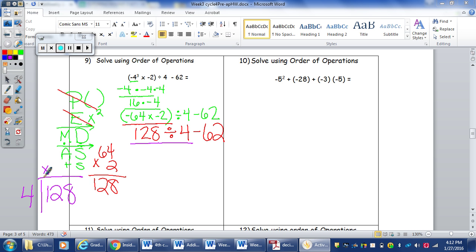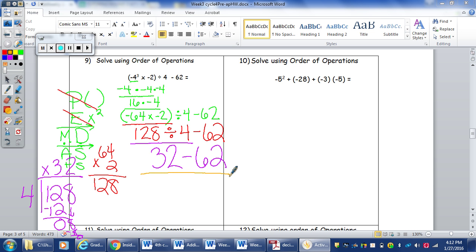And then let's put a little x so we remember to multiply. 4 times what gives me 12? So we know 3. Bring down your 8. 4 goes into 8 twice, so 4 times 2 is 8, and I didn't leave myself enough room, but we zero out. So now we get 32 subtract 62, and that's my last step.